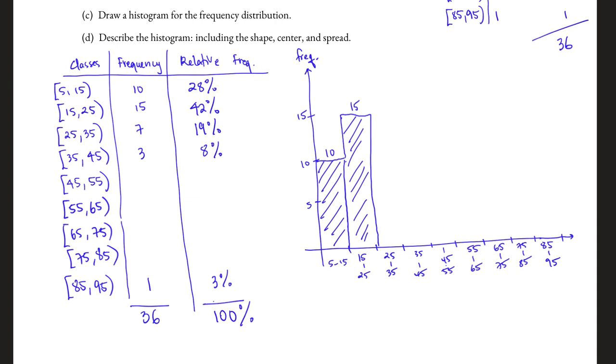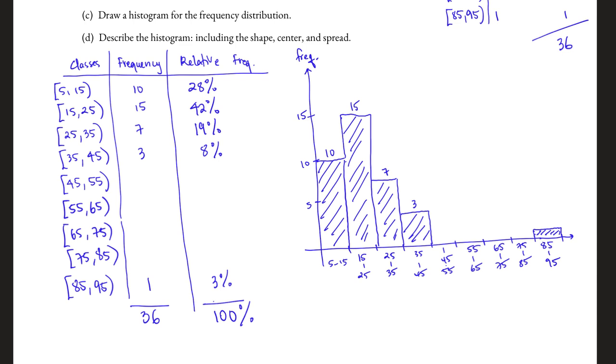The next class has 7 count. Between 5 and 10 is 7.5, so 7 is roughly there. Again, this bar has the same width. The next class has 3 counts, so all the way up to 3, same width or roughly same width. Now the next class, 45 to 55, there's no count in it, so there's no bar, there's no height. 55 to 65, there's none, no height. 65 to 75, there's no height. 75 to 85, there's no height. But then from 85 to 95, there's 1, meaning that the bar is going to go up to 1 only.